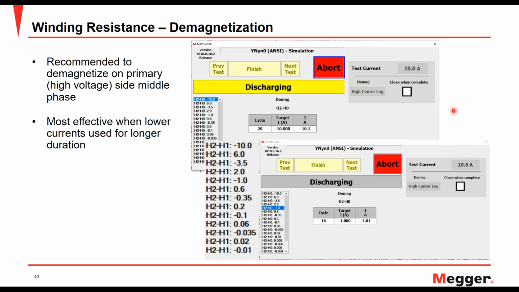Now, one of the best practices for demagnetizing the transformer is to ensure that the demagnetization process is initiated on the primary or the high voltage side at the center phase. So you can see that a test current of 10 amps has been used to demagnetize the transformer in this case. And you can see that the transformer test instrument will go through several cycles. You can see it started with cycle 20 at about 10 amps, and it moved on to cycle 16, and so on and so forth. So it is going to change the polarity and the magnitude of test current, as you can see here, and that's how effective demagnetization can occur.